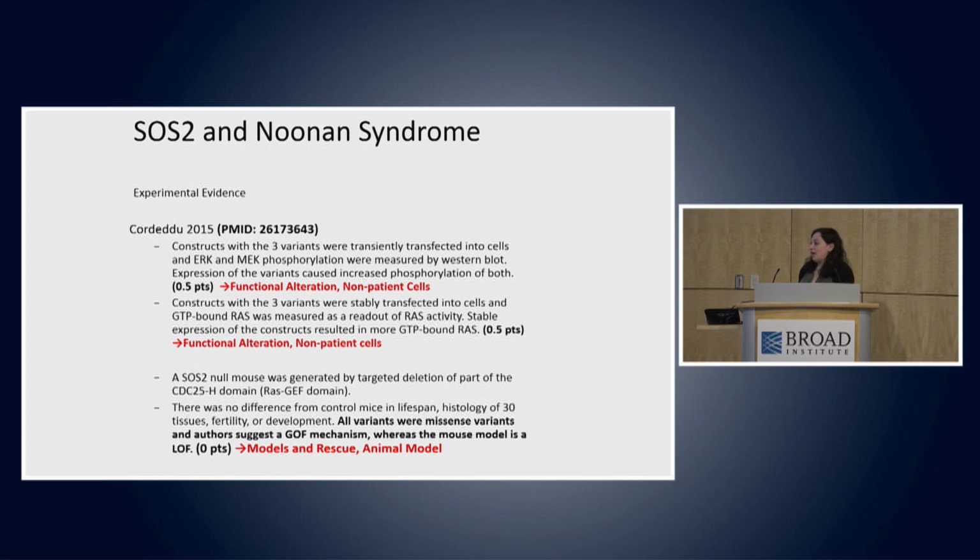So all variants were actually missense variants, and the authors suggest a gain of function, which is consistent with other genes in the disease area. And so this is not contradictory with a gain of function mechanism. This is actually just showing loss of function. And so we just scored it and mentioned that it wasn't contradictory evidence. Whereas if you had a transgenic or a gain of function mouse with no phenotype, that would be a different story. But this is not consistent with the proposed mechanism of disease in human patients.